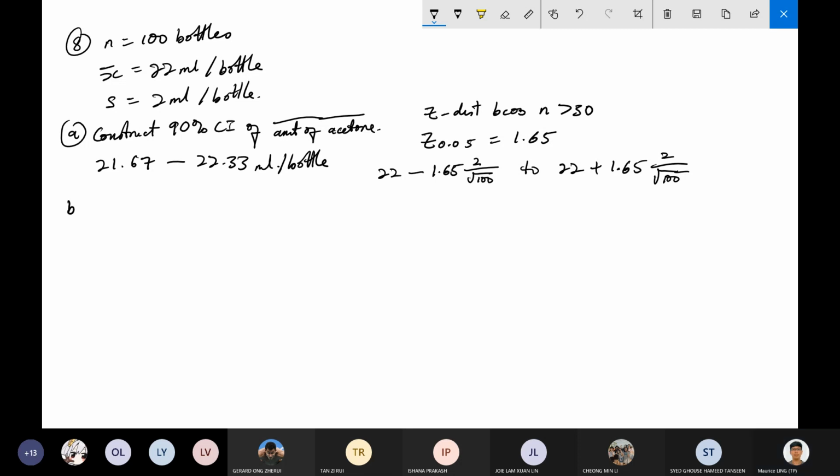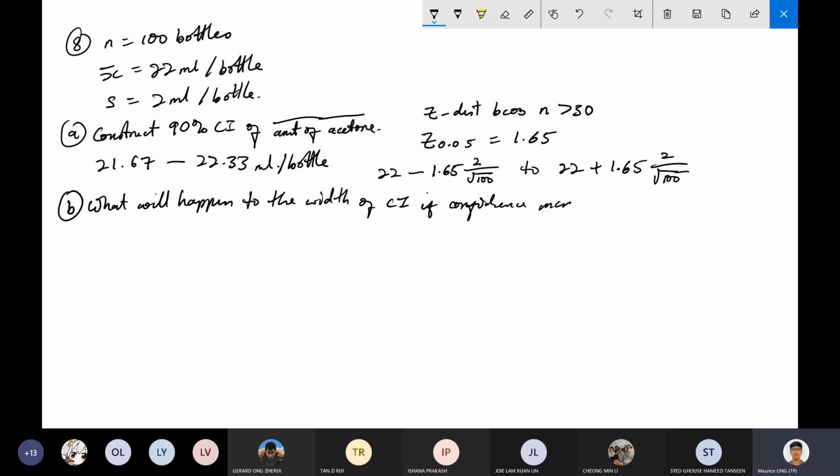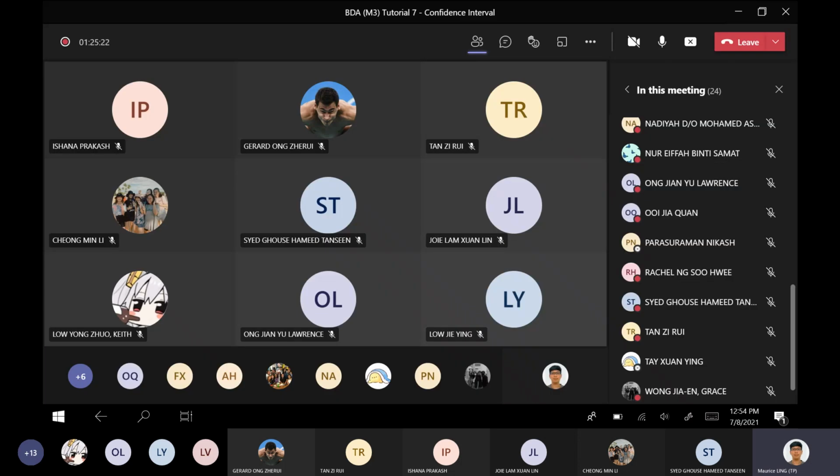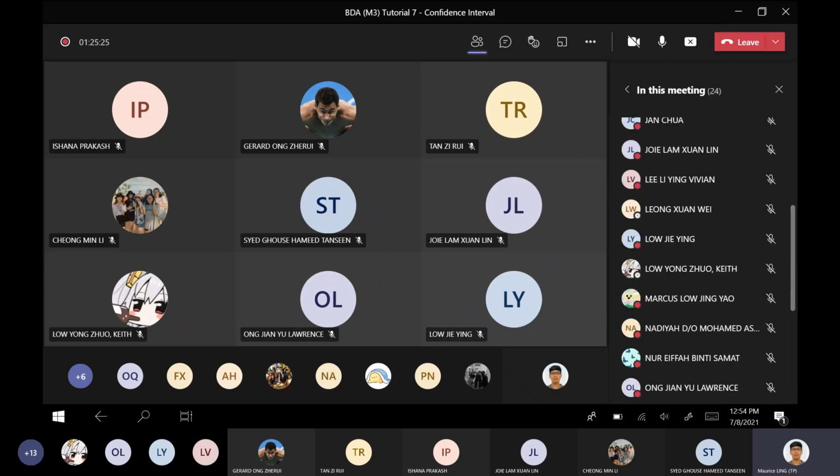Okay, so part B. What will happen to the width of confidence interval if the confidence level increases from 90% to 95%? So will the width be larger or smaller? Okay, this should be quite okay. Xuan Wei.